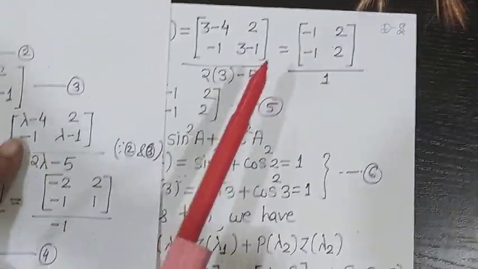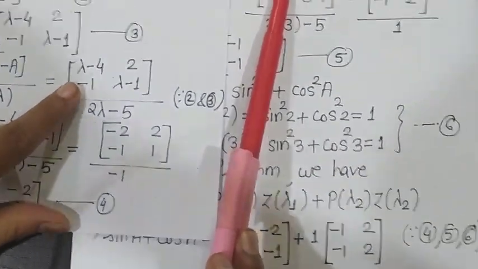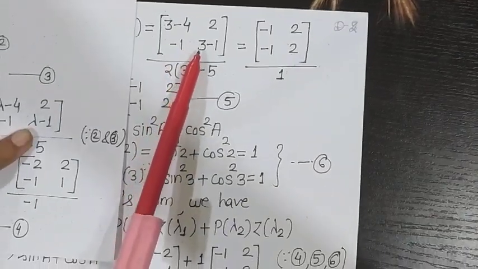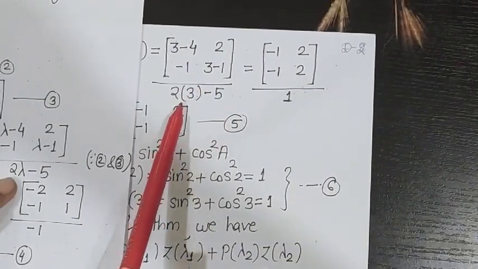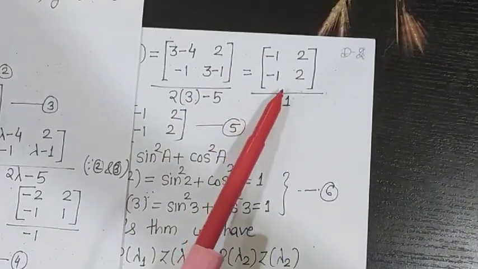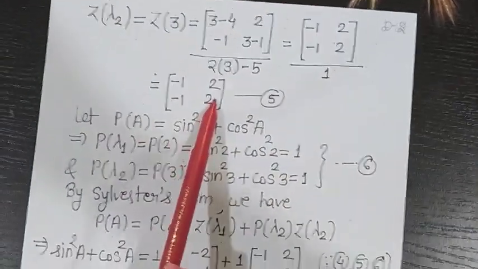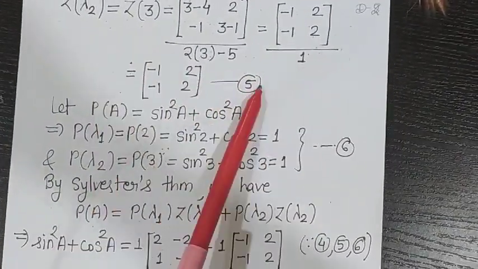Everywhere we will put lambda as 3. So 3 minus 4, 2 minus 1, 3 minus 1, 2 into 3 minus 5. Simplify. Okay. Now, so we have Z of lambda 2.